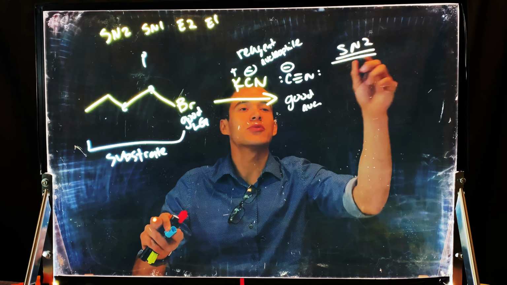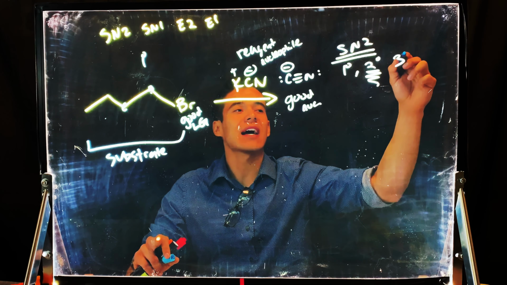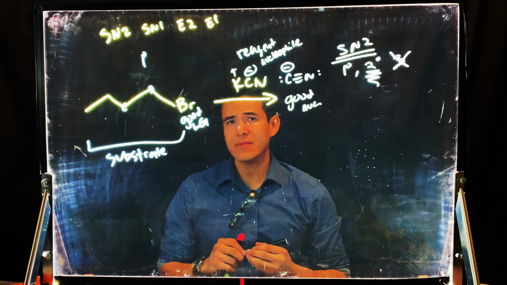SN2 conditions would like to have primary. It can do secondary with some exceptions, so I'll put a squiggle, and it does not like to do tertiary. Okay, so this would be a good example of an SN2 attack where this came here and directly kicked this group out and gave us our final answer. Now, SN2 happens in one step. We can say that this is a concerted reaction, meaning it happens in one step.